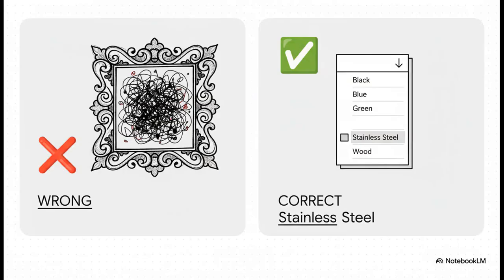Now look at this, because this slide makes it so clear. You might think, hey, darkish black sounds kind of cool, or premium steel sounds way better for marketing. But here's the thing, Amazon's system is a robot, not a customer. It's looking for the exact term from its drop-down menu, like black or stainless steel. So the main takeaway here is you've got to be precise, precision over persuasion.